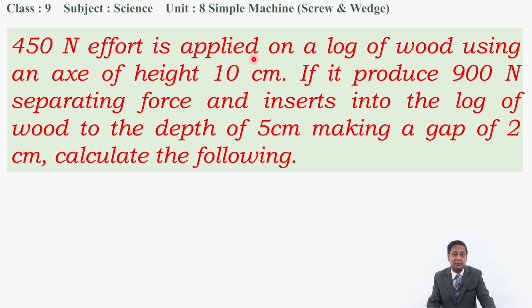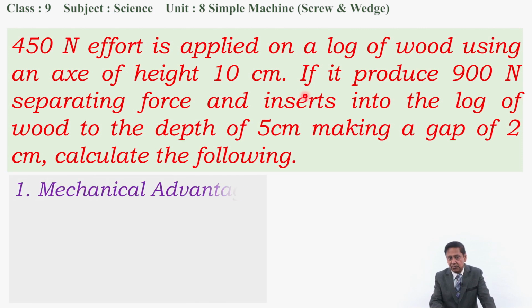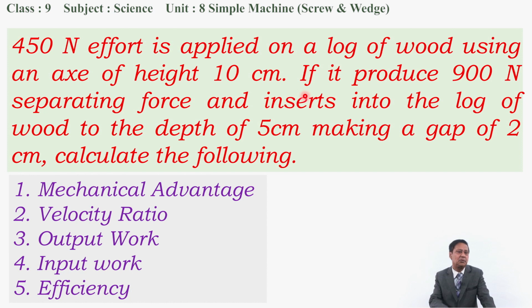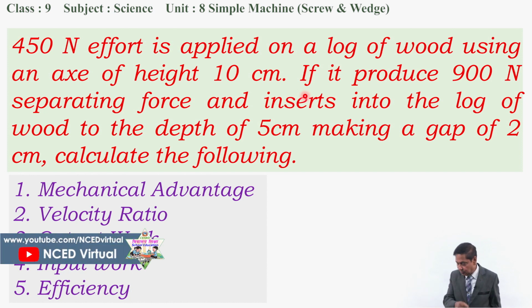Total height, we don't have to consider total height because the whole height is not inserted into the inclined plane. Now, the question is not finished. Now we have to calculate mechanical advantage, velocity ratio, output work, input work, and efficiency. Now, how to solve this numerical problem? I want to go to the board to solve it.